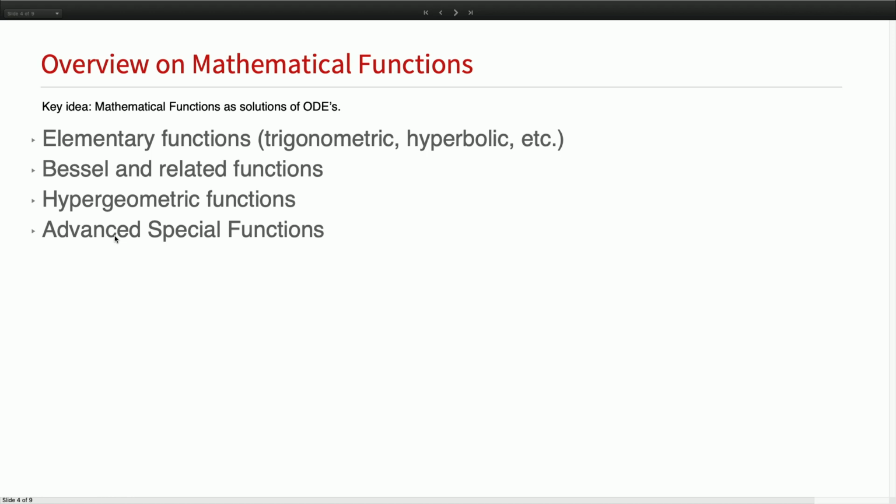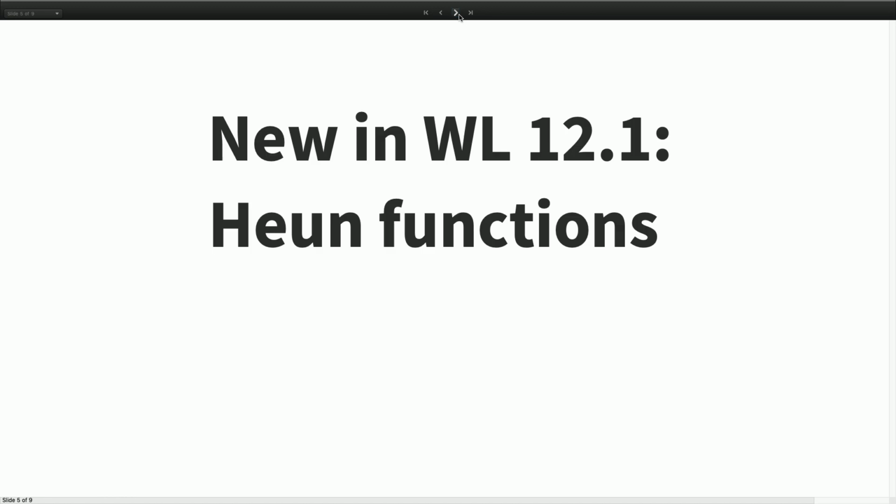Okay, so what's the idea of this overview? There are a lot of mathematical functions. There is a set of special functions, and we are working with them from the point of view of generating differential equations. And here is what we are doing now. We are making the next step. So what's new in Wolfram language 12.1? This is the new step.